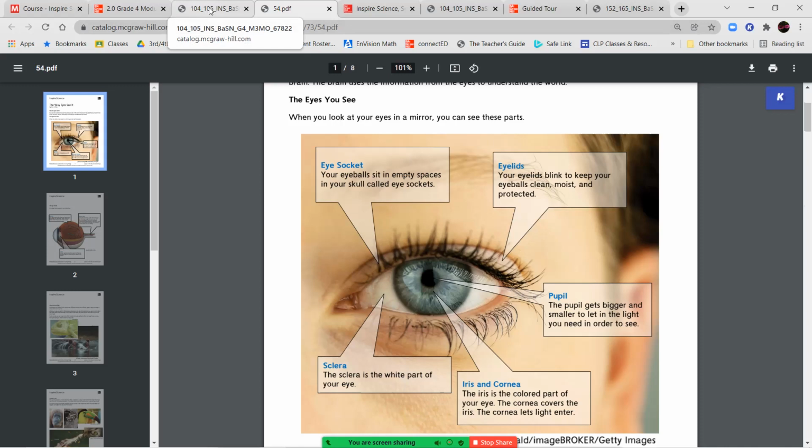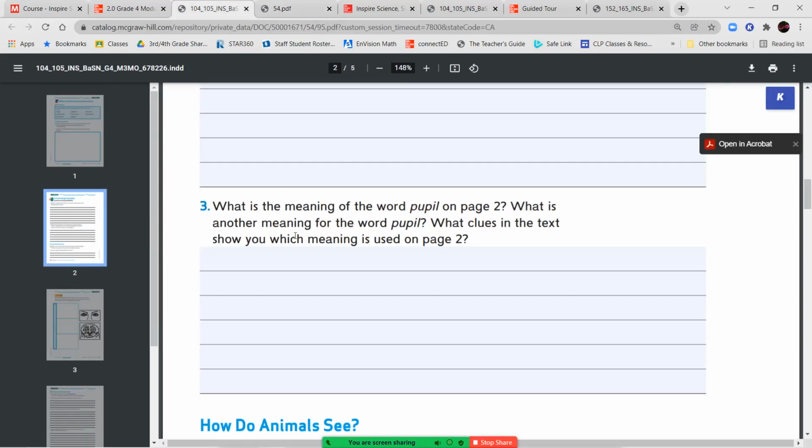So go ahead and look up the other meaning of the word pupil if you have a dictionary on hand. If you do not have a dictionary on hand, I'll let you know that another meaning for the word pupil is student. So a student is also called a pupil. So here they're asking you, what is the meaning of pupil on page 2 when they're talking about it in terms of science? And what other meaning for the word pupil is there? And then what clues in the text show you which meaning that they're using in our science handout?